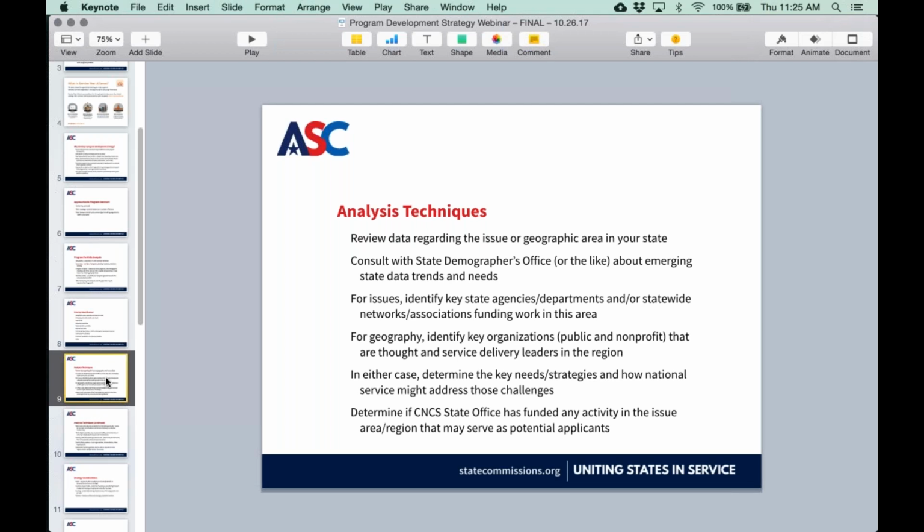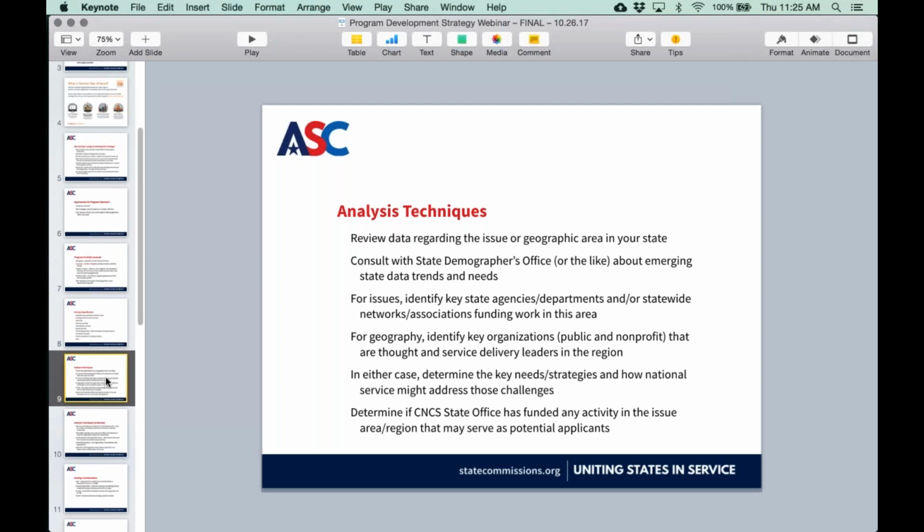I touched on this a little bit already, but for geography, I'm thinking about the key organizations, public and nonprofit, that are thought and service delivery leaders in that region. In many communities, and we've all experienced this, there are key organizations, nonprofits that everyone looks to in that particular community that are really important. So understanding who those are and having conversations with them about what they think is important or what they're seeing is also a very important piece of research that you're going to want to do.